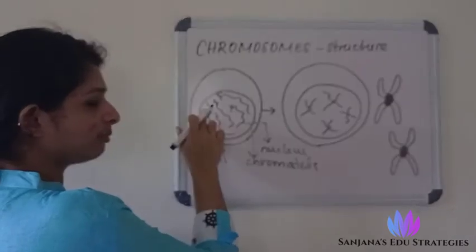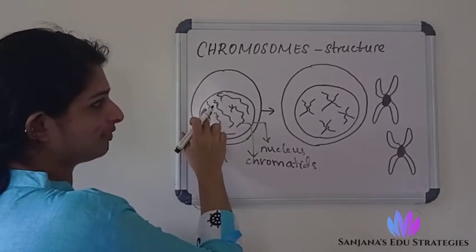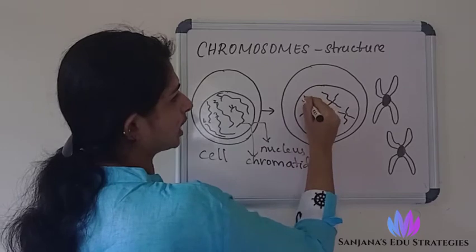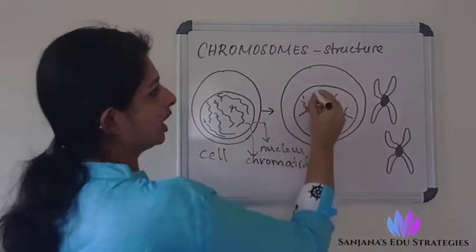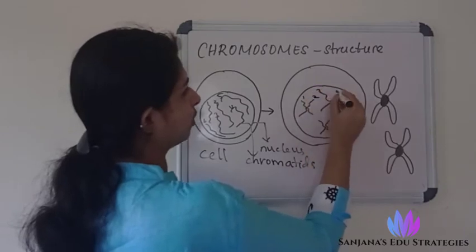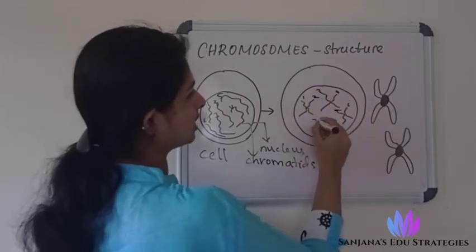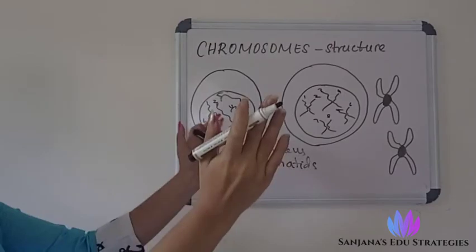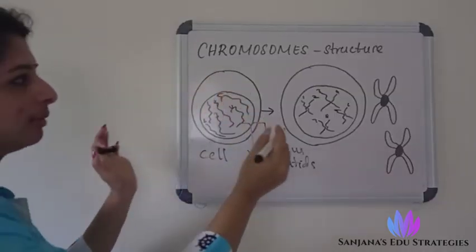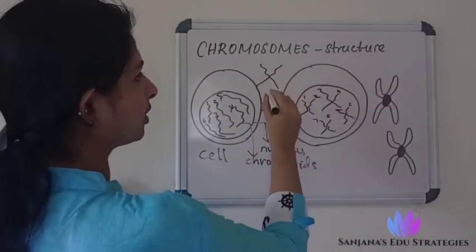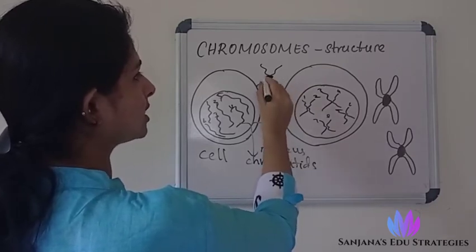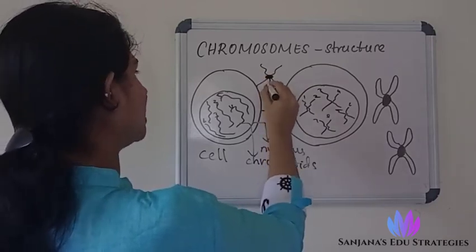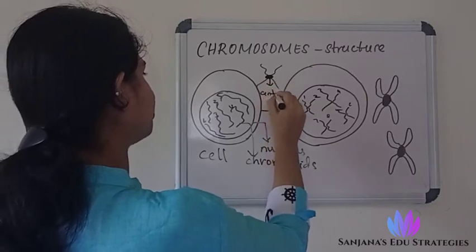So one chromatid fiber gets attached with another chromatid fiber, 2. Another one, 3, attaches with 4, 5 attaches with 6, 7 attaches with 8. Like this they get attached. Chromatin fibers attach in this form, at the center of their structure. The center region where they are getting attached is known as the centromere.